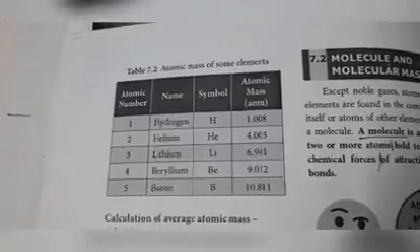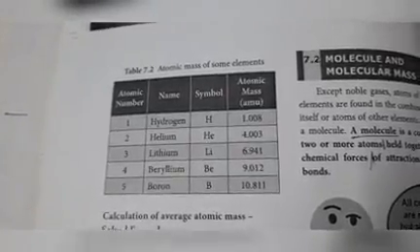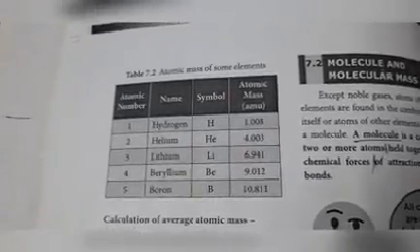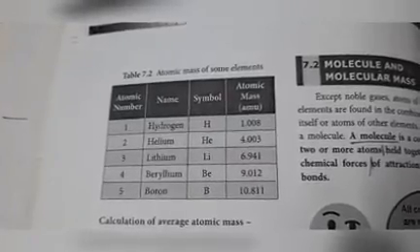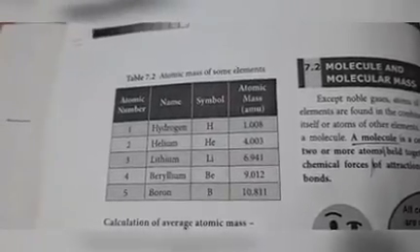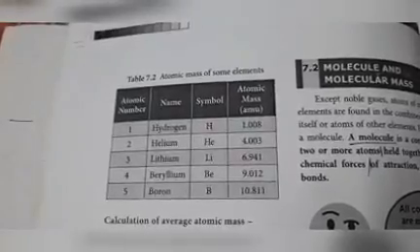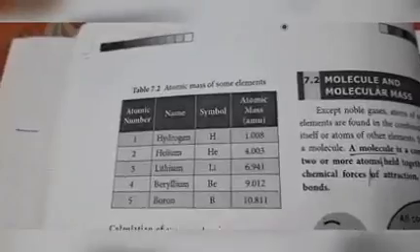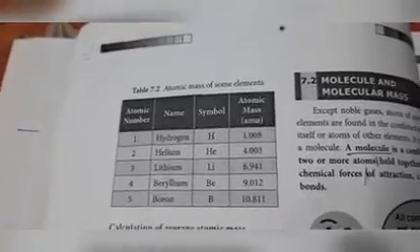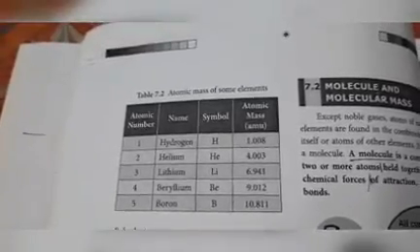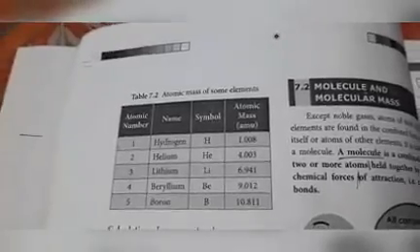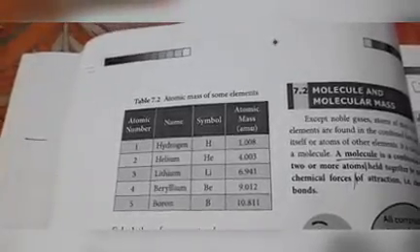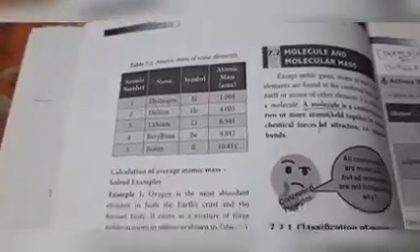Some more examples are given: atomic mass of some elements. For hydrogen, atomic mass is 1.008. For helium, 4.003. For lithium, 6.941. For beryllium, atomic mass is 9.012, and for boron, 10.811.